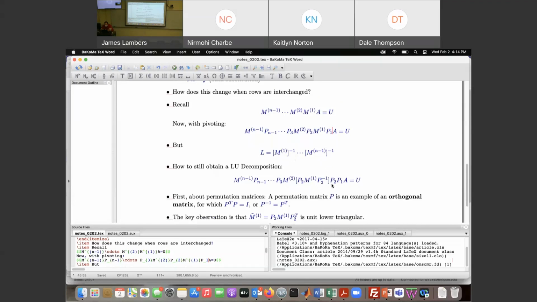Look what I do in between. I write P2 inverse times P2. In other words, I'm sticking an identity in there, but I'm writing it as P2 inverse P2.